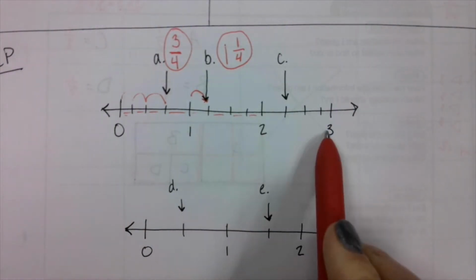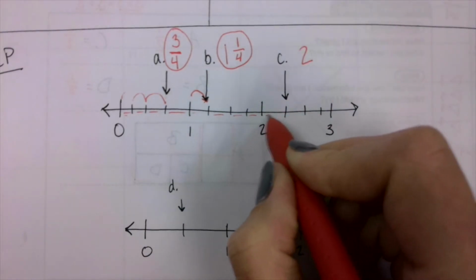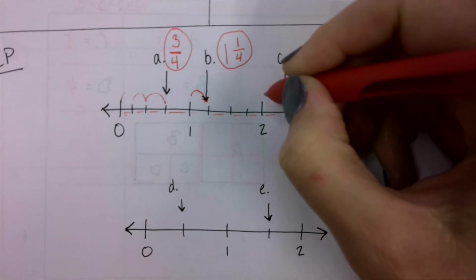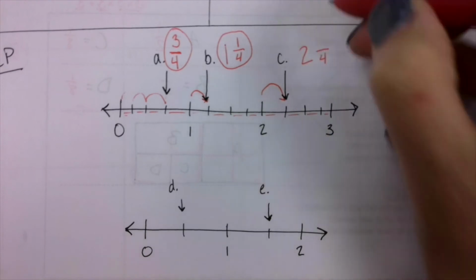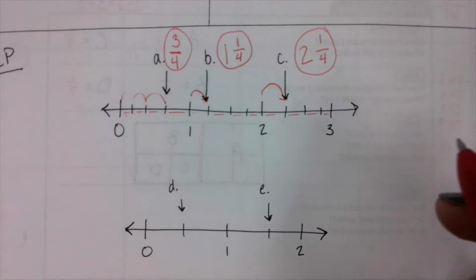C, I'm between the 2 and the 3. So I got to use the 2 because I'm not quite to the 3 yet. 1, 2, 3, 4. I got 4 spaces. And after the 2, I'm looking at the first one. So I'm at 2 and 1/4.